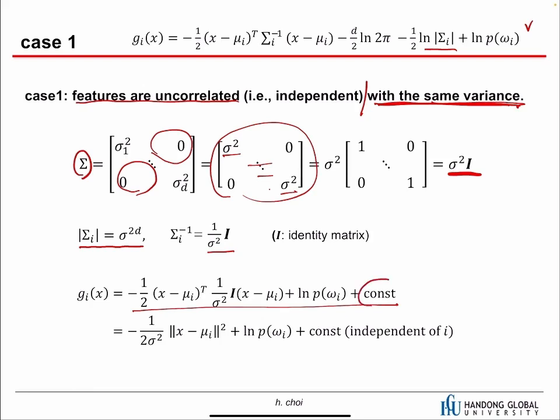And this part is constant because it is independent of class, so we ignore this part. Then we have this term, and this one is also constant, so we can ignore that too. This one can be rewritten by this one, and we have this term. This is g sub i of x.